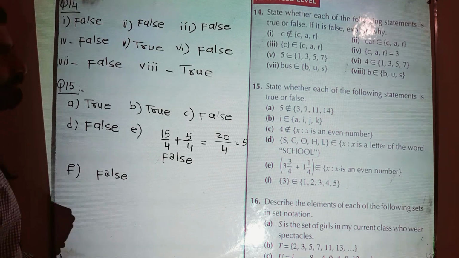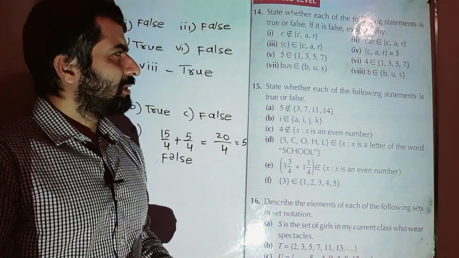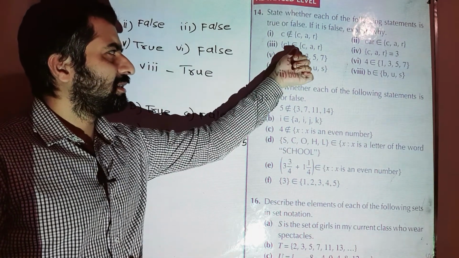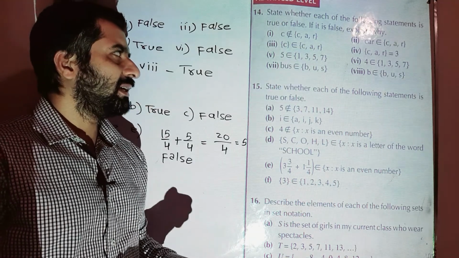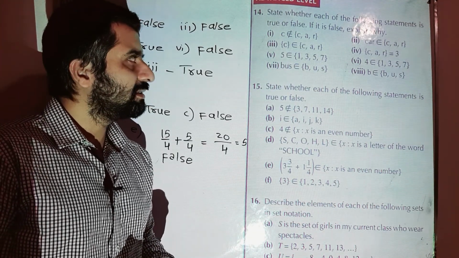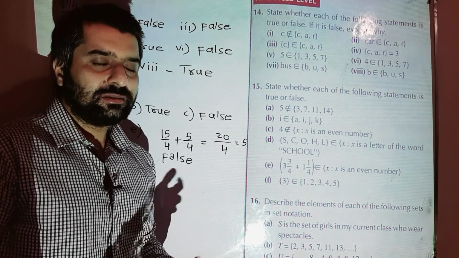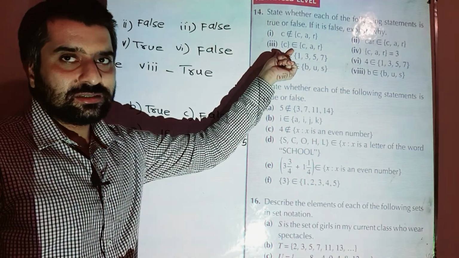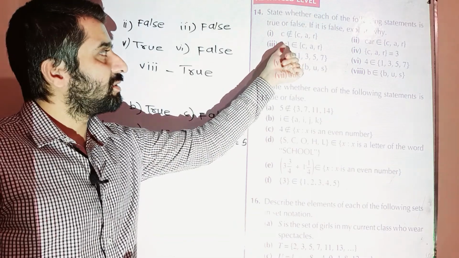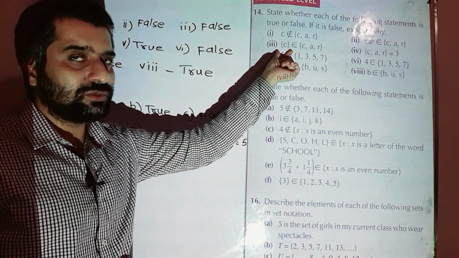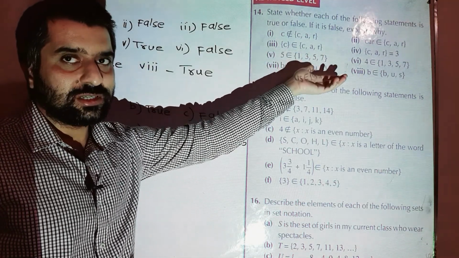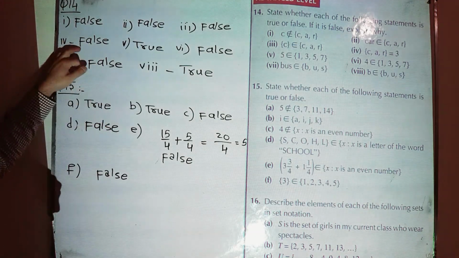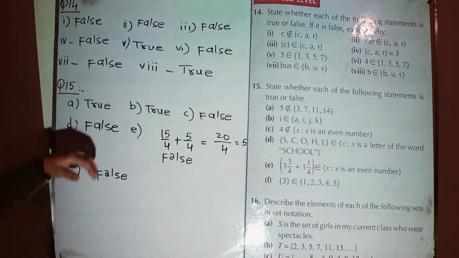Part 3. Now this set is an element of the set having elements C, A, R. That is false. The reason is that this is a set. This is not an alphabet. This is in set notation. So that is not part of it. That is clear. Part number 3 is false.